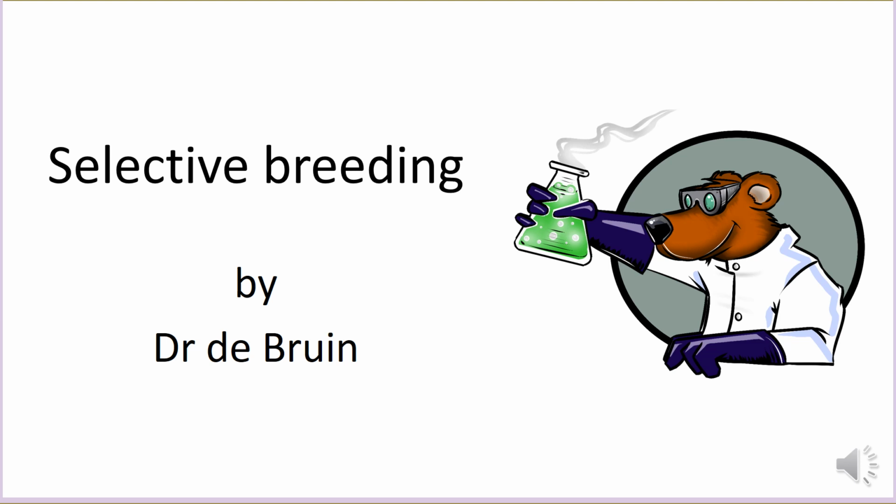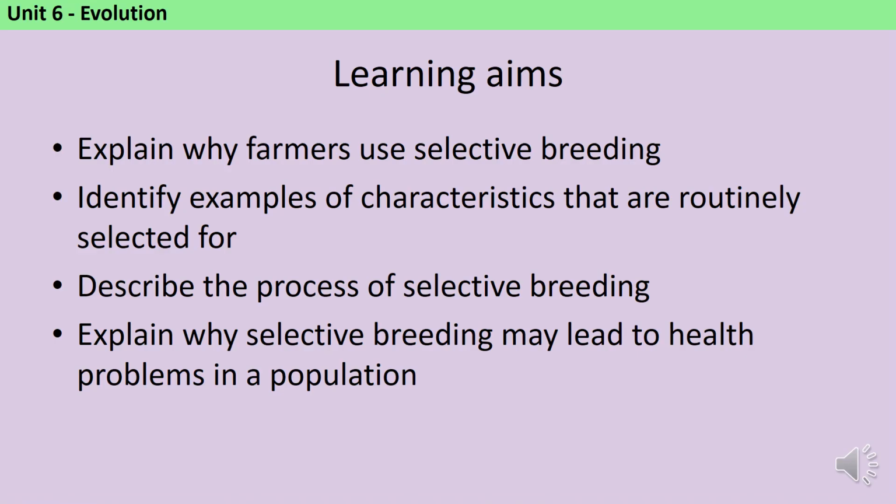This is a revision video about the GCSE Biology topic selective breeding. It comes up in paper 2 of AQA GCSE Biology and Combined Science as part of the Variation and Evolution unit. In this video we're going to briefly explain why farmers and other groups use selective breeding.